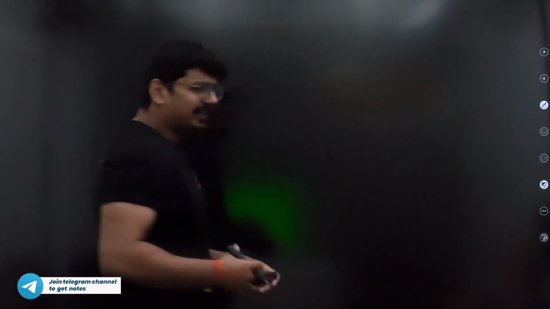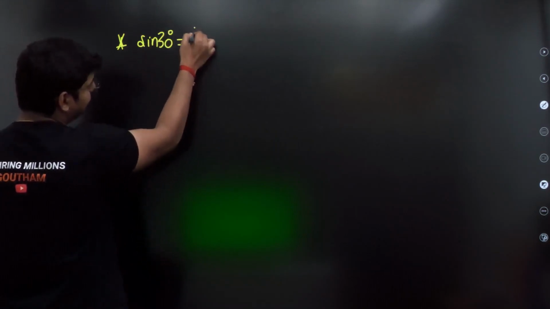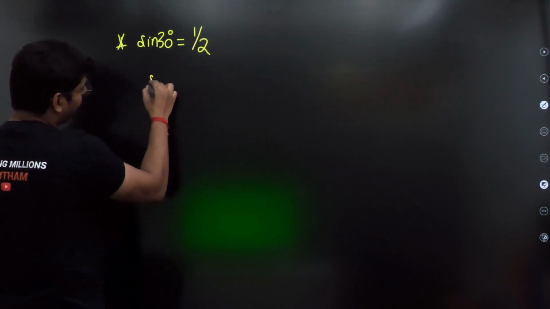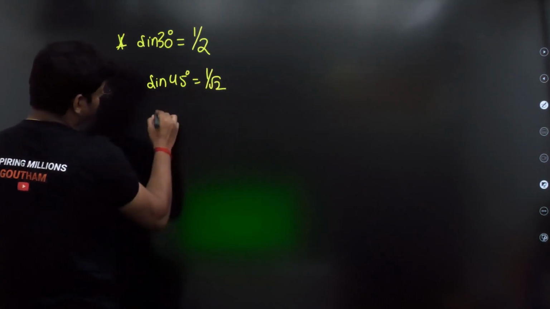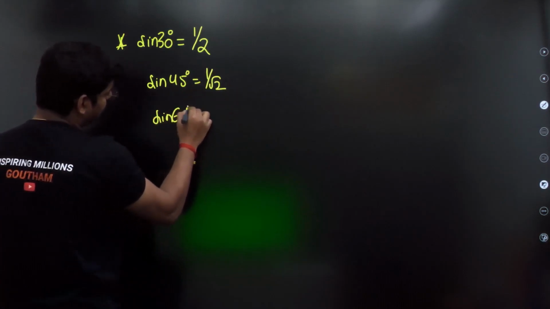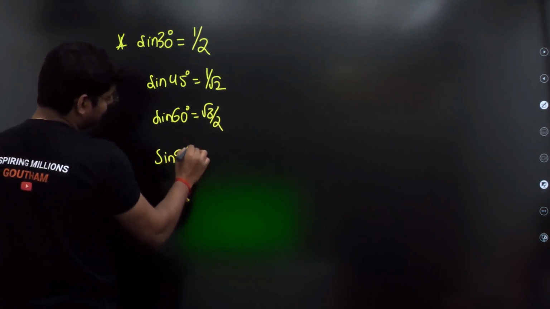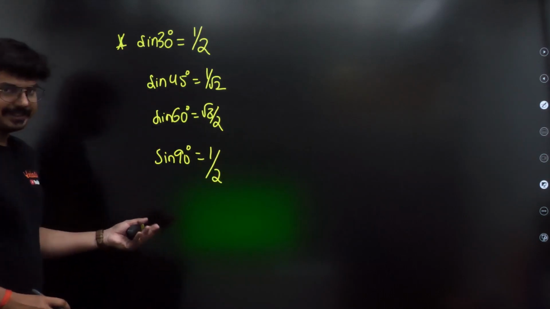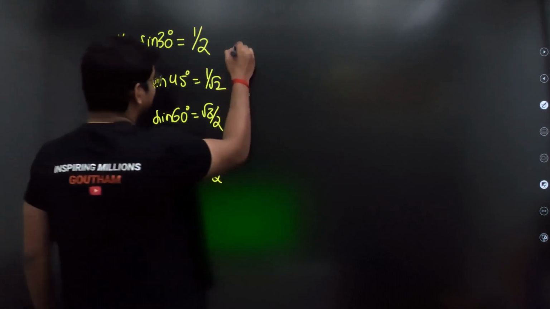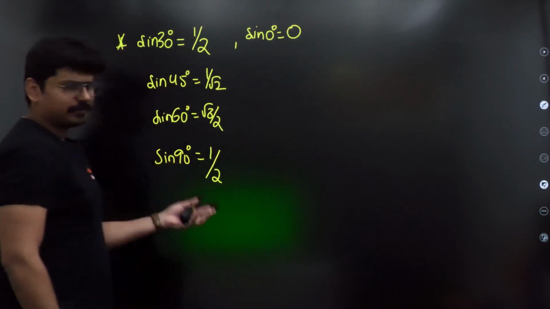Let us say, till now we know the value of sine 30, yes or no? We do know what sine 30 is going to be. Well, what is sine 30? It is 1 by 2. We know the value of sine 45. Sine 45 is 1 by root 2. We know sine 60, which is root 3 by 2. We also know sine 90 degrees, which is 1 by 2. And these are standard angles: 30, 45, 60, 90, and sine 0. Sine 0 is basically 0. So these are basically standard angles, and we do remember these values.